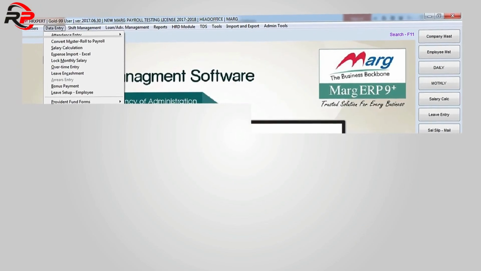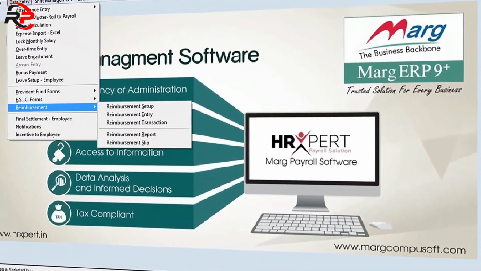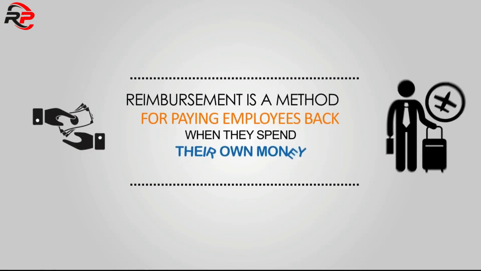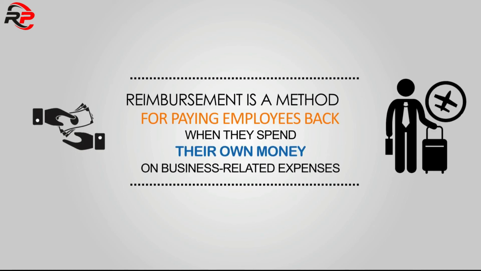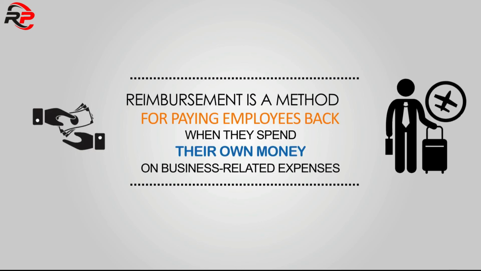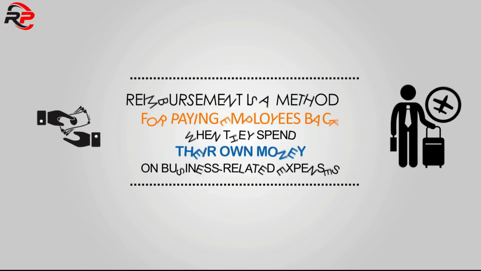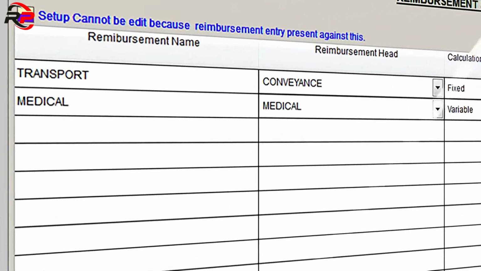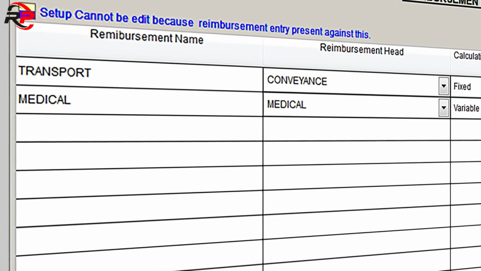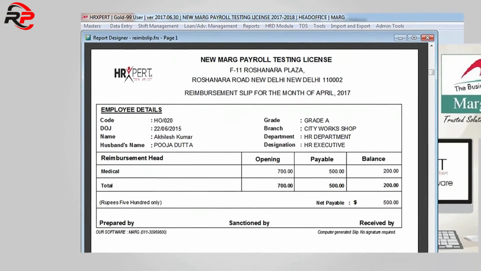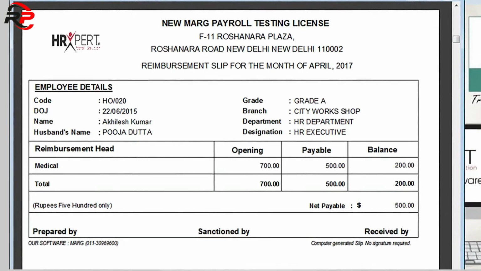There is a complete process for reimbursement in HRXpert. Reimbursement is a method for paying employees back when they spend their own money on business-related expenses. These expenses generally occur when an employee is traveling for business, but it can also occur in other work-related situations. In reimbursement setup of the software, we create the expense heads which our employees incur in business-related work, like medical expenses, traveling expenses, meals, etc. We can also generate and view reimbursement reports and slips from Marg HRXpert software.